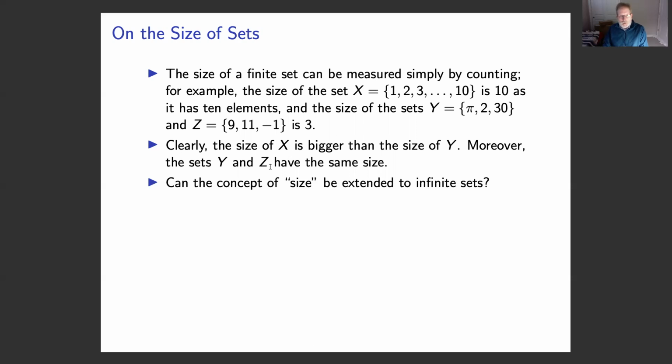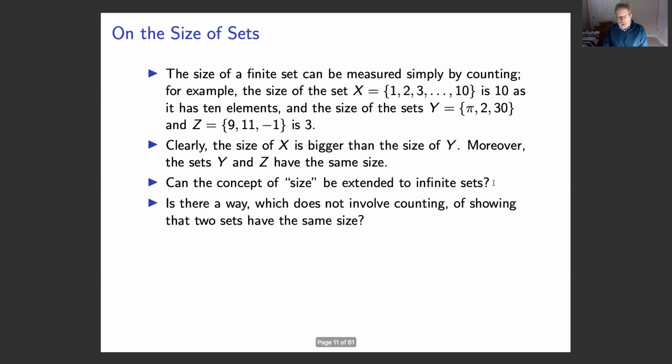Now here's what Cantor thought about. He was working with sets, of course, as we mentioned. Then he thought about this question: can the concept of size be extended to infinite sets? Initially, when you think about this, it doesn't seem possible. It doesn't seem possible, but it turns out the answer is yes, it can be.